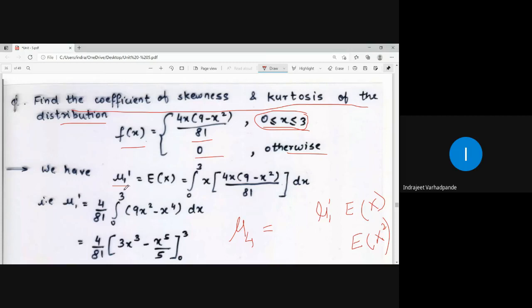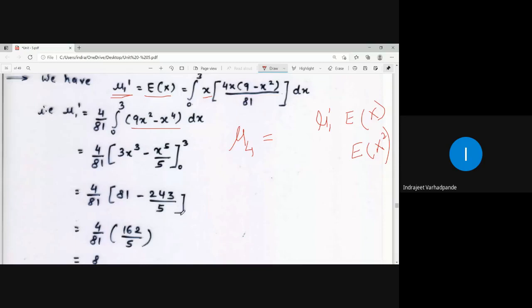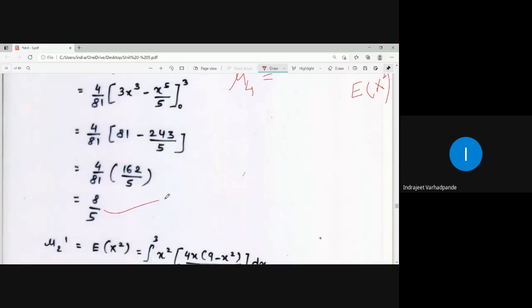So here, what have they calculated first? Mu1 dash. Mu1 dash is expectation of x. Expectation of x means x into f of x to be integrated between the range 0 to 3. So integral 0 to 3 of x multiplied by this quantity, whole dx. Open the bracket, take the constant term outside. I am left with 9x square minus x to the power 4. Integrate it, put the limits, and you get the value for mu1 dash.